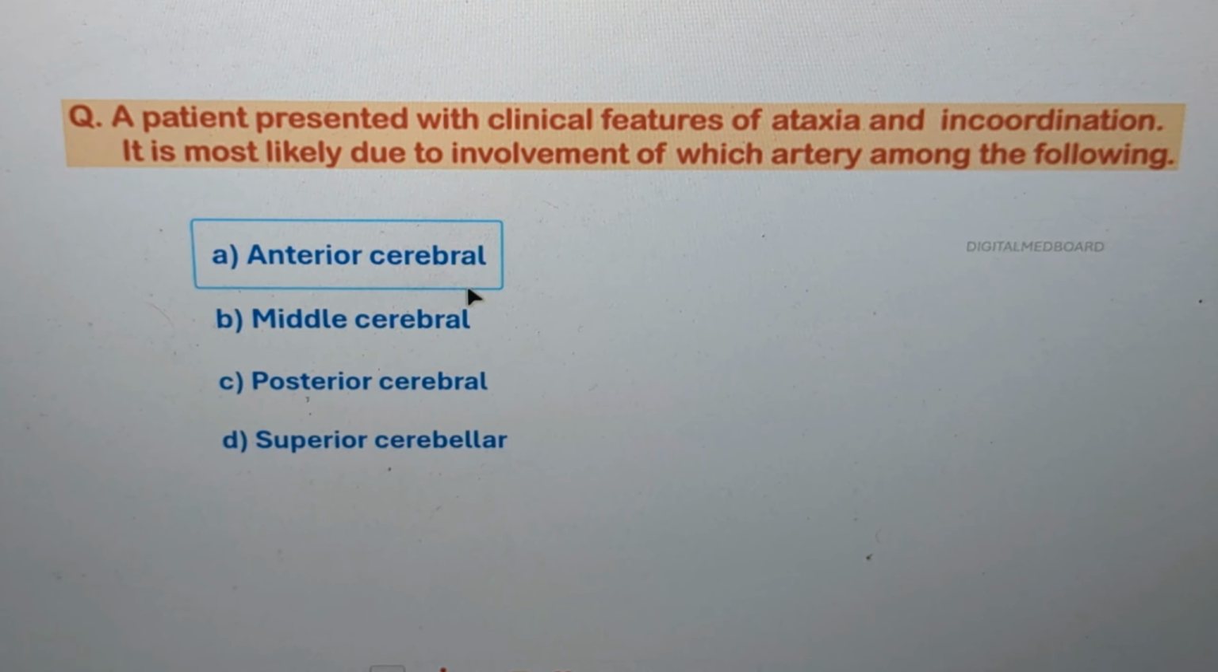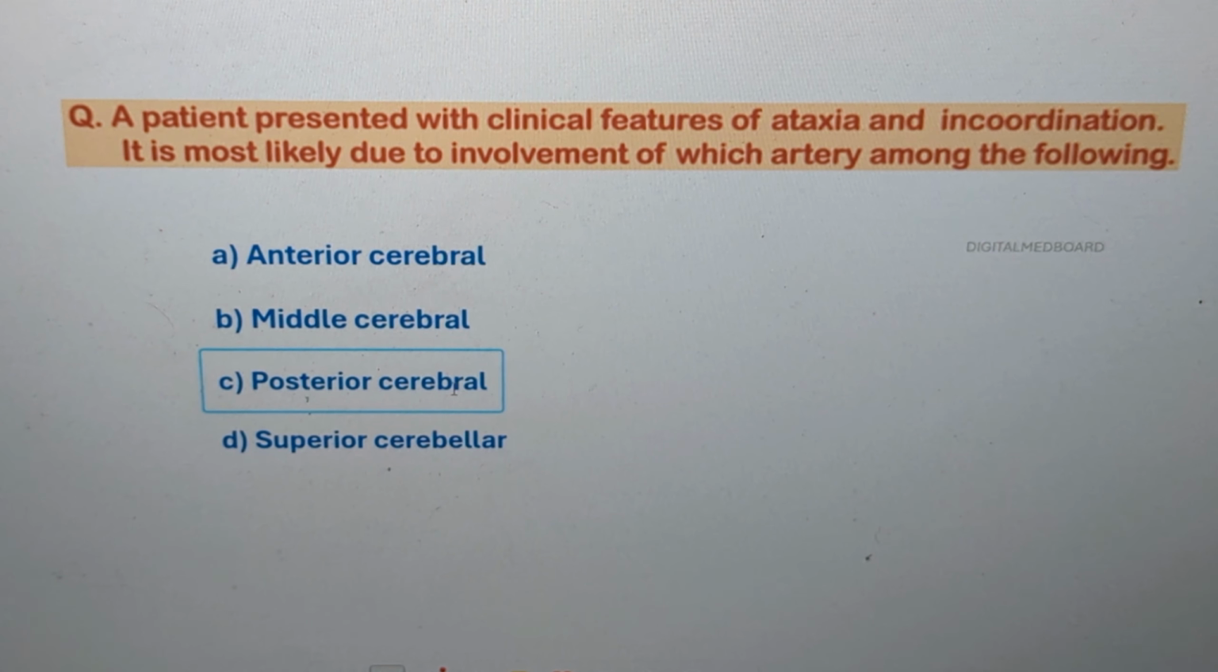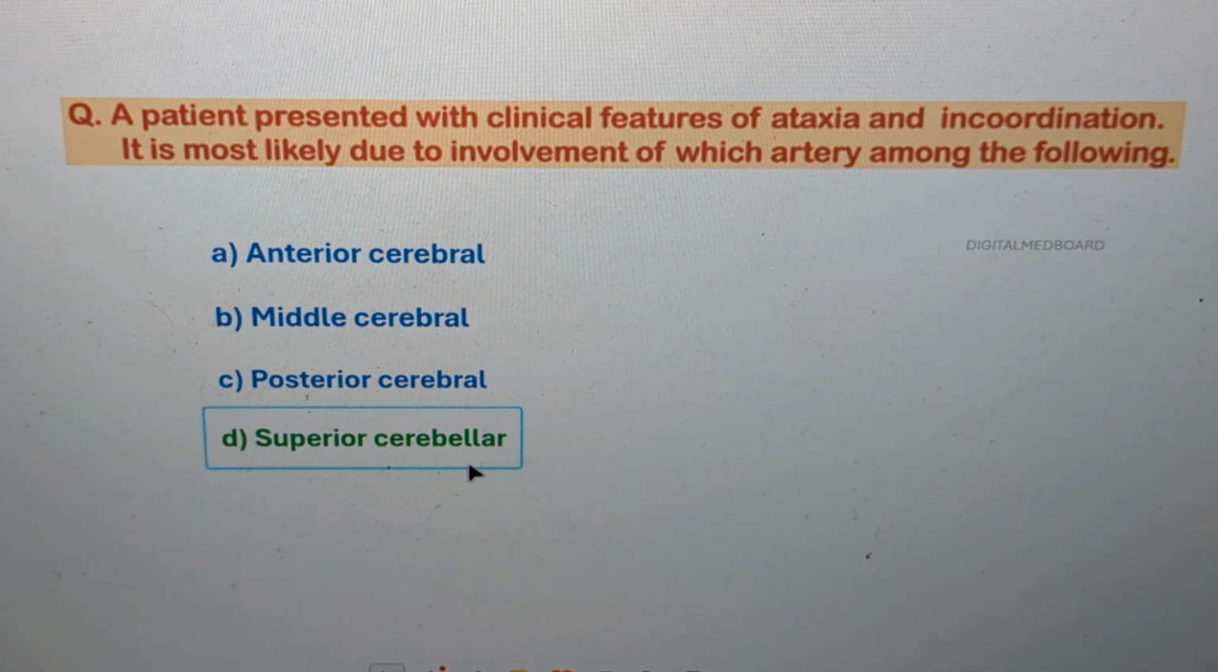Anterior cerebral artery damage typically causes social disinhibition. Next, the middle cerebral artery often results in aphasia and motor and sensory deficits. Posterior cerebral artery damage presents with contralateral homonymous hemianopia. So based on the information provided, ataxia and incoordination indicate involvement of the superior cerebellar artery. Therefore, option D is the correct answer.